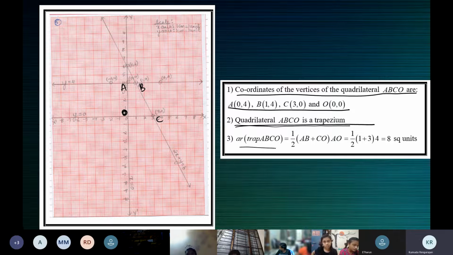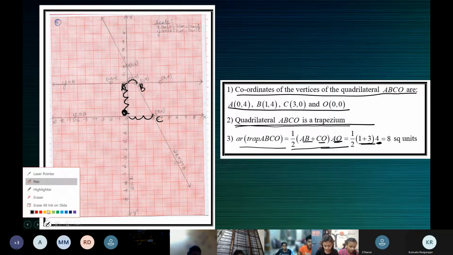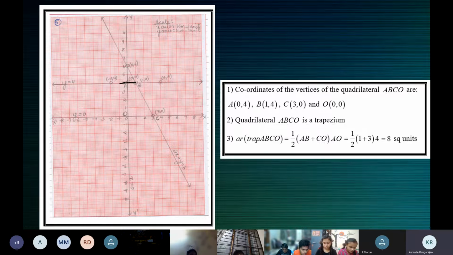Area of the trapezium is half the sum of the parallel sides into the distance between them. The parallel sides are 1 unit and 3 units, so 1 plus 3. The distance between them, from here to here, is 4 units. This one and this one are the parallel sides.